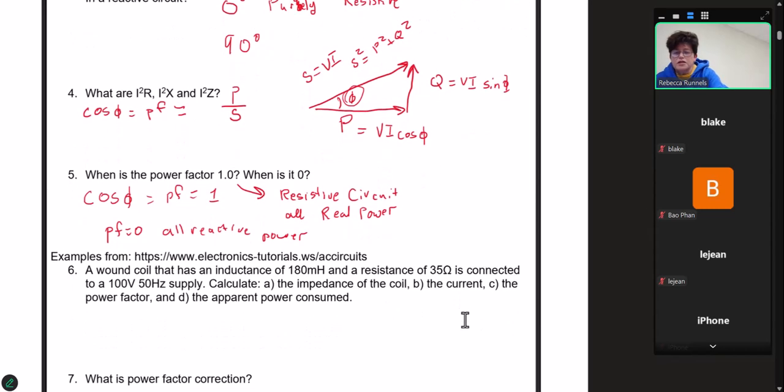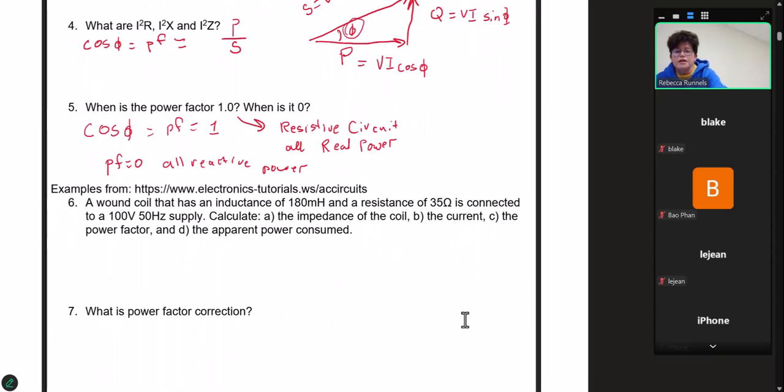Okay, so the next few examples are going to be short examples, again, just to get used to things before we jump into some of the harder stuff. So we have a wound coil that has an inductance, in other words, an inductor, of 180 millihenries, and a resistance of 35 ohms that is connected to a 100 volt, 50 hertz power voltage supply. Calculate the impedance of the coil, the current, the power factor, and the apparent power consumed.